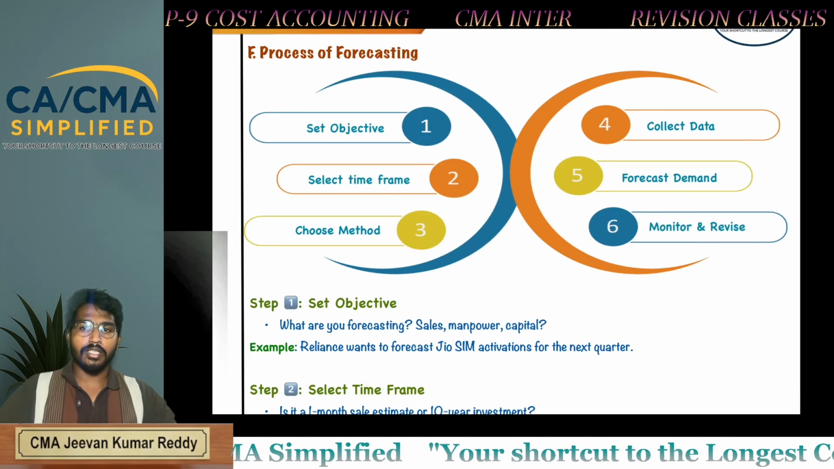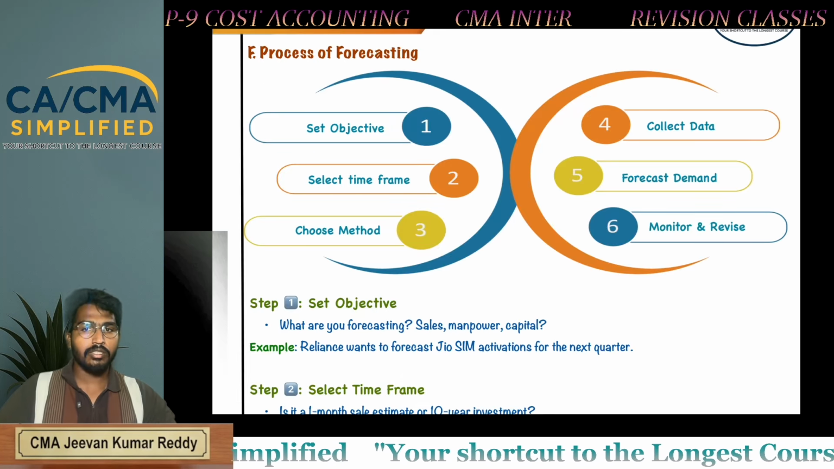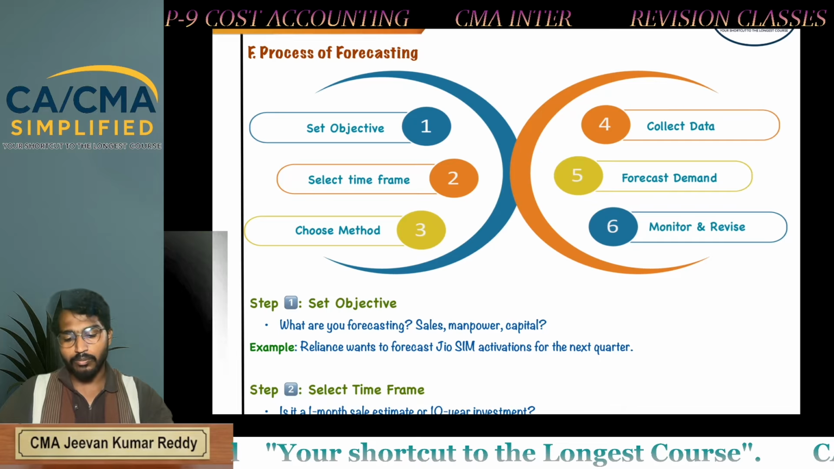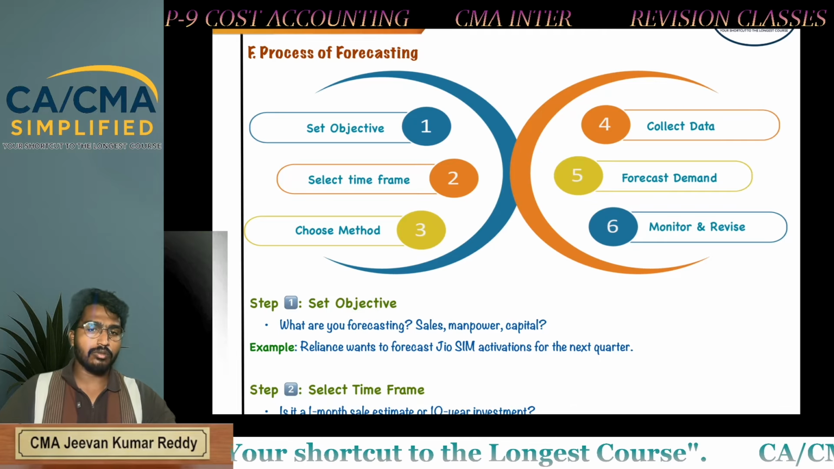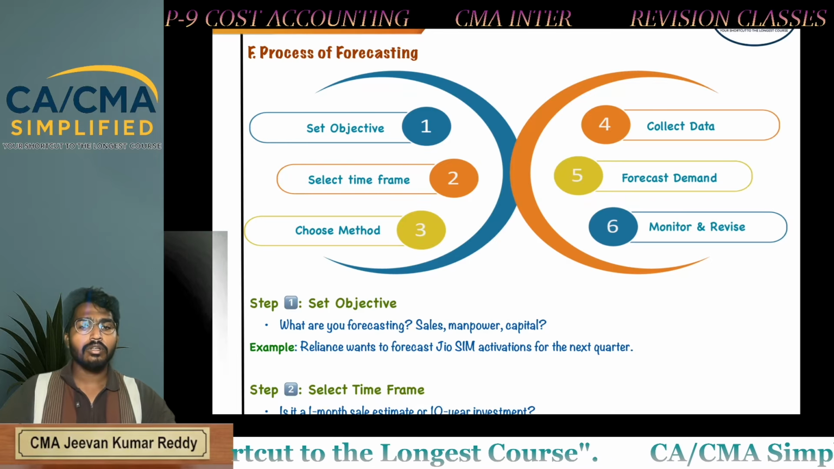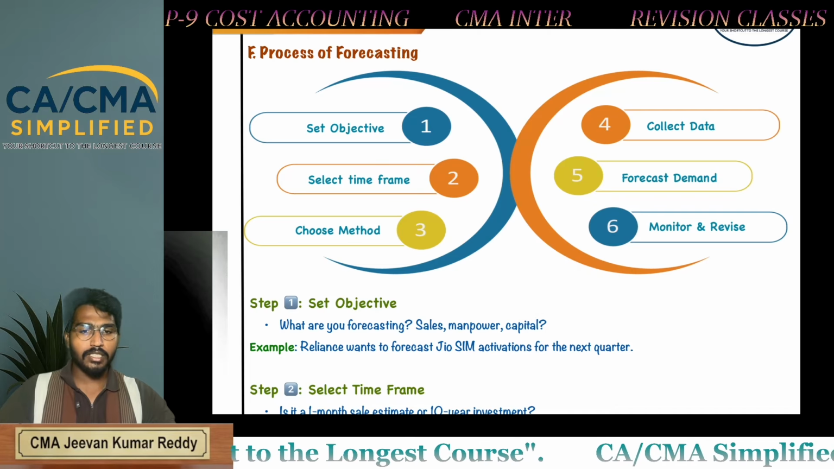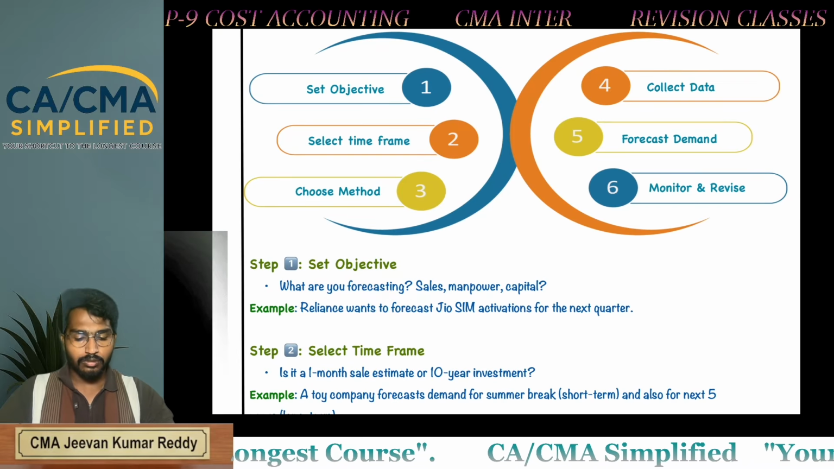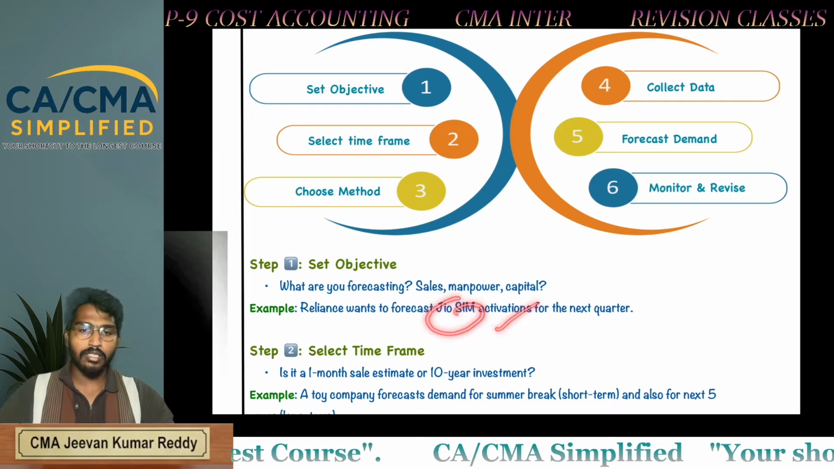Process of forecasting. So, what are the steps involved in forecasting? First one is set objective. That means for what purpose you are doing forecasting, whether to know about the sales, or the manpower requirement, or the capital or capacity requirement. Example, Reliance wants to know about the Jio SIM activations for the next quarter.